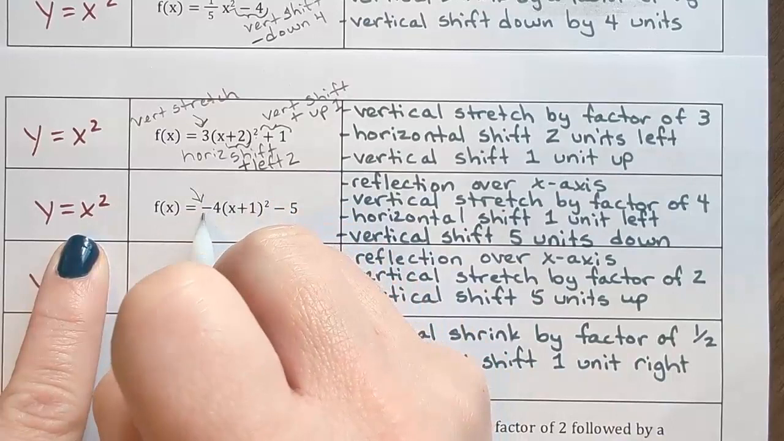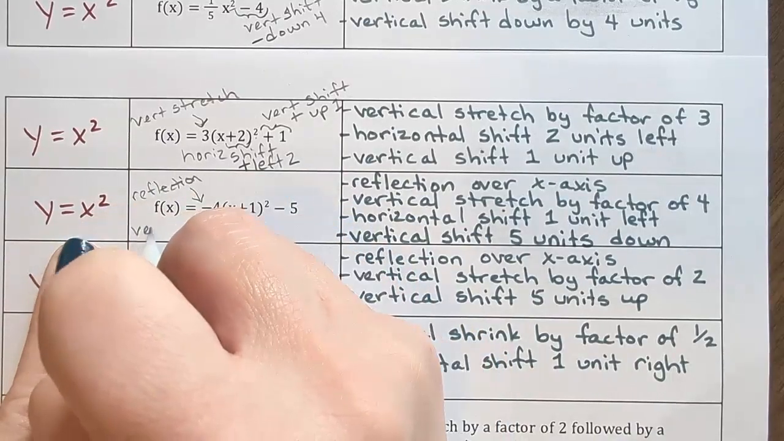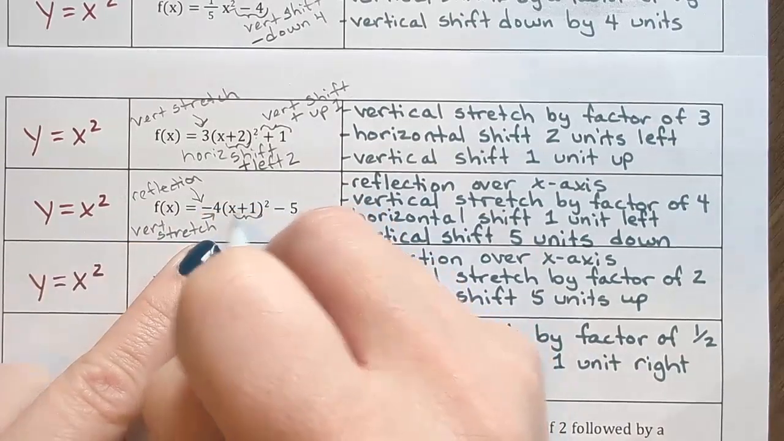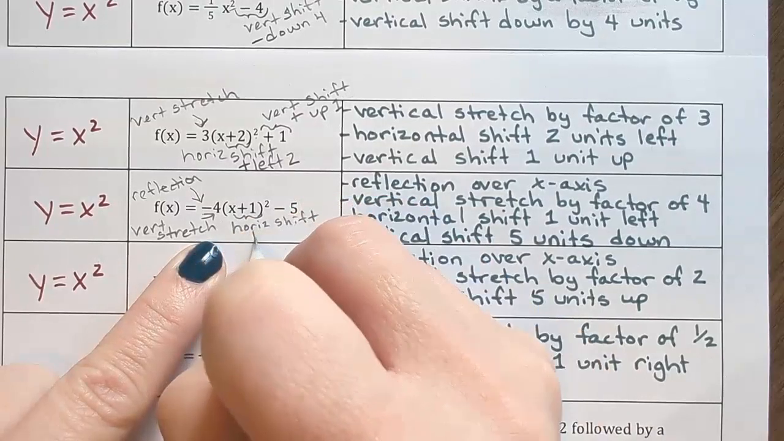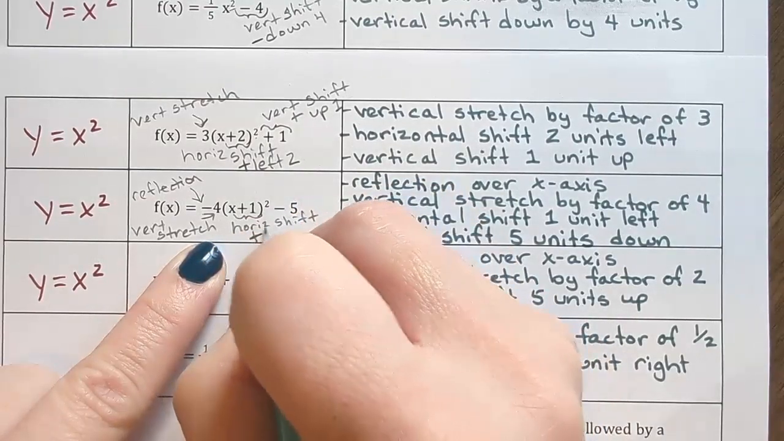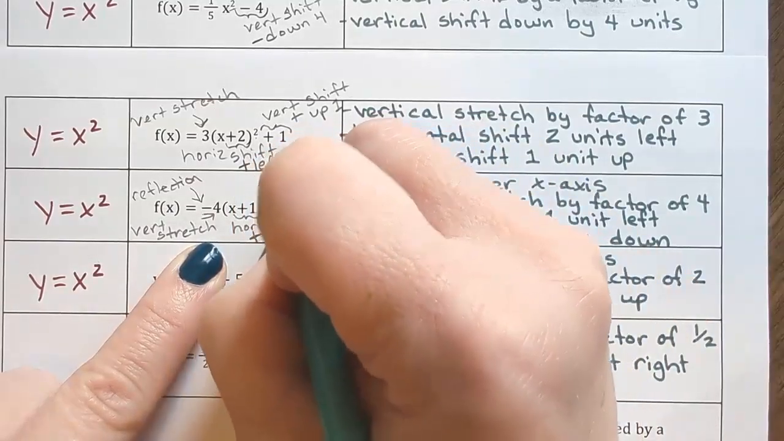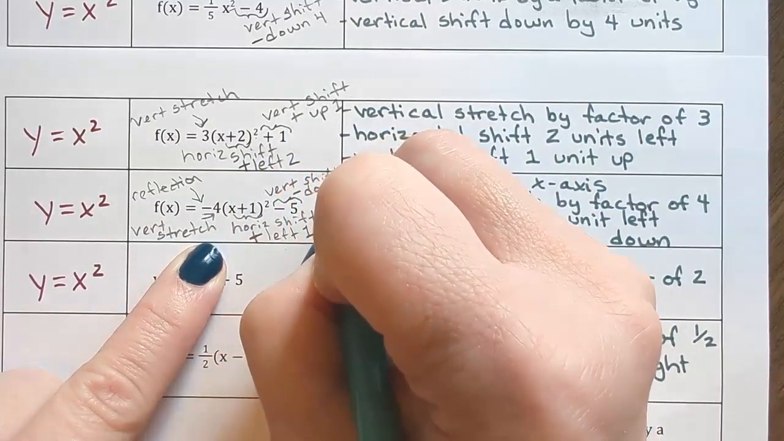So that negative means we have a reflection. That 4 means we have a vertical stretch. This plus 1 is going to affect the x, so it's going to be a horizontal shift, and the positive means we're going to go to the left 1. And then this negative 5 is affecting the y-intercept, so a vertical shift, and the negative means go down 5.